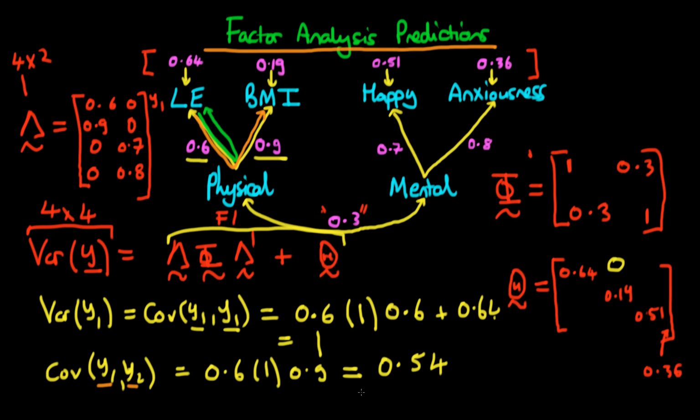How about a slightly more tricky one? So let's say we want to work out the covariance of indicator 2 with indicator 3. So we're trying to work out the covariance of BMI with how happy an individual feels. So in order to do this, we need to do a kind of walk where we start at BMI and we end at happy. So what we do is we start at BMI, we walk down to physical health, but then what we need to do is traverse over to mental health and then walk up to happiness. And essentially what we need to do here is we're just going to write down all of the numbers which we encounter on the way.